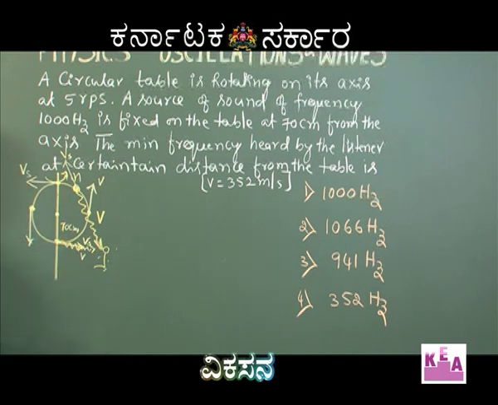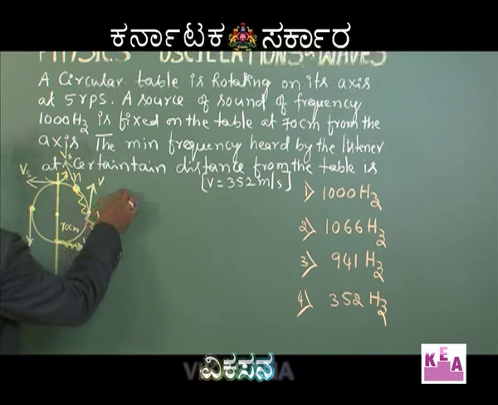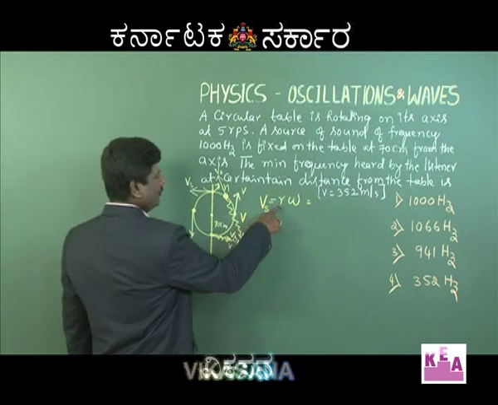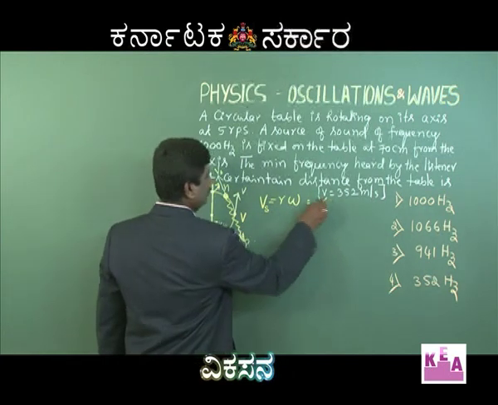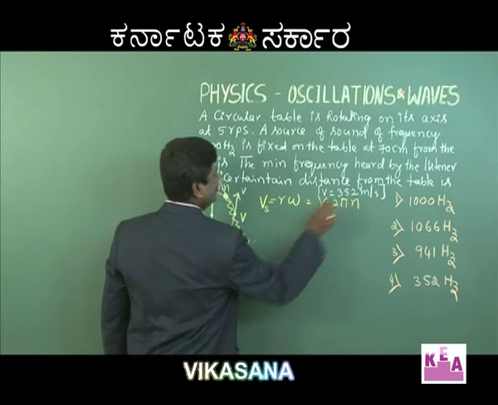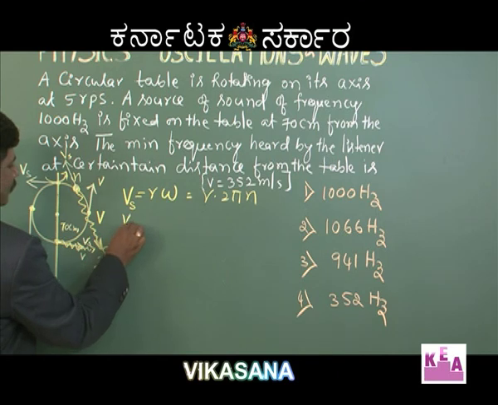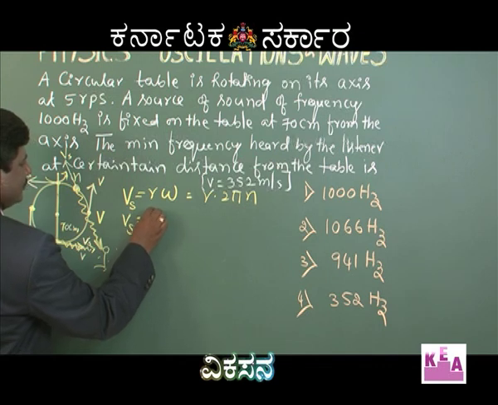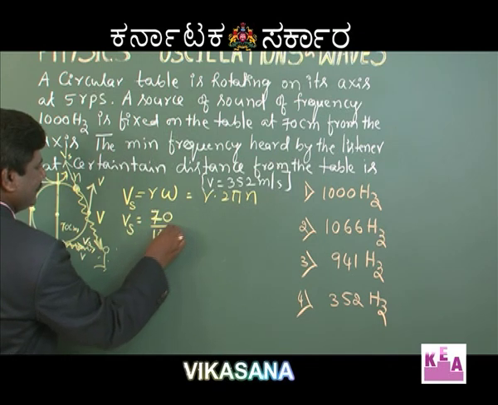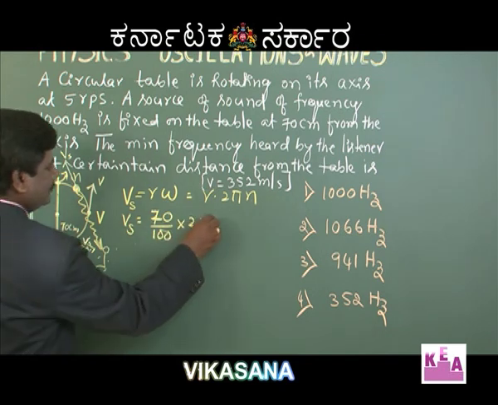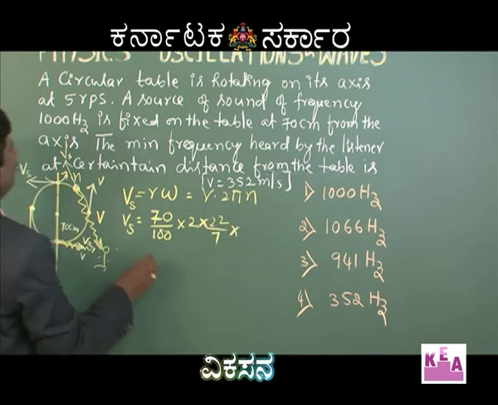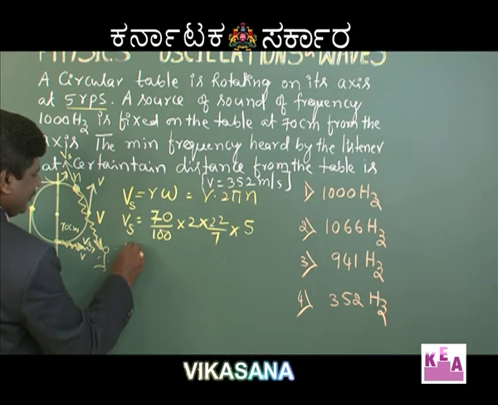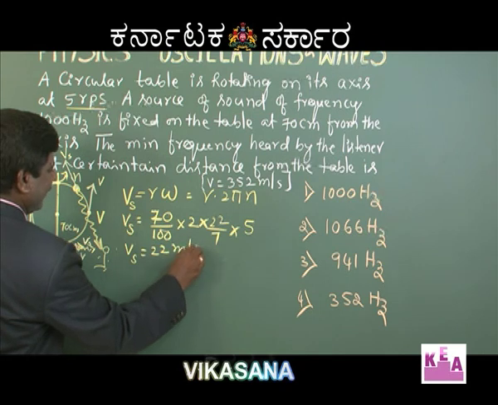The formula to calculate this velocity of the source is, we know that linear velocity v is equal to r into omega. So velocity of source is r into omega, that is given by r into, what is omega? 2 pi n, where n is the frequency of rotation. Therefore Vs is equal to, r is equal to 70 centimeter, that is 70 divided by 100. 2, and we know the value of pi, 22 divided by 7. Frequency of rotation is 5 rps, that is 5. On simplification we get Vs is equal to 22 meter per second.